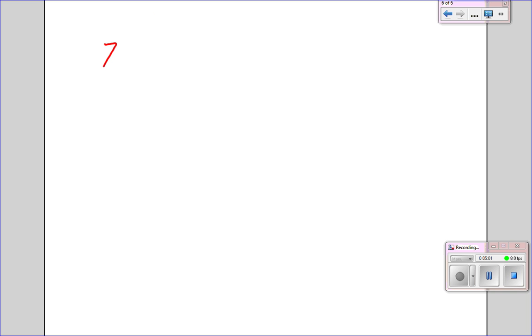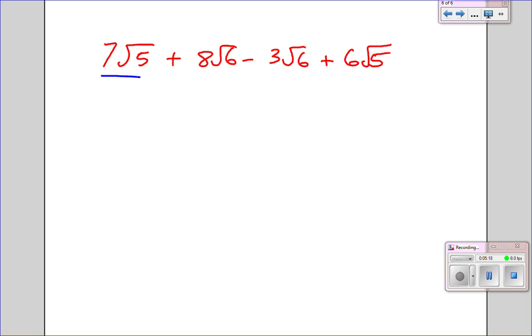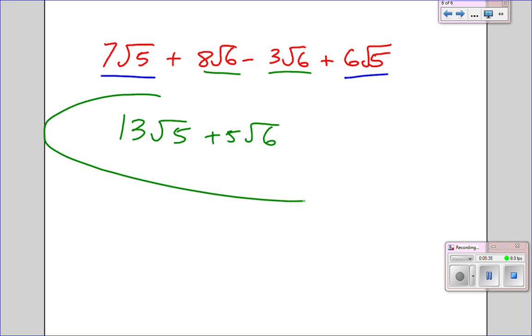So I'm going to put one up that I want you to give a try. See if you can do that. So pause the video real quick. All right, so we look for common roots. So we got square root of 5, square root of 5. And then we also have square root of 6, square root of 6. So I can combine the 7 and the 6, so 7 plus 6, because of the plus, 13 square root of 5. And then this is 8 minus 3, which is 5 square root of 6. And that is your final answer there.